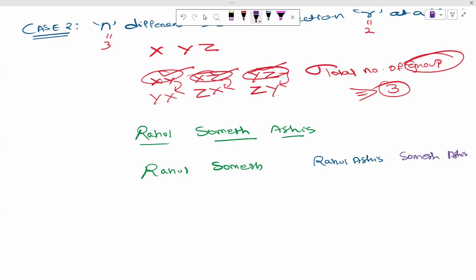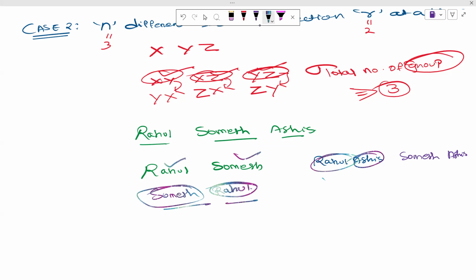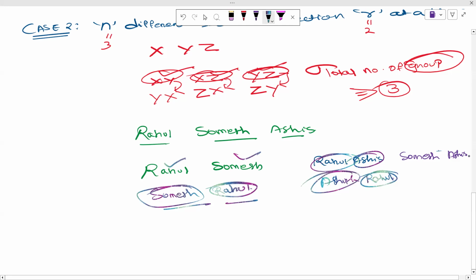Now, if you say, sir, can I just say Somesh and Rahul? Yes, you can say, but the point is what? They are just changing the seat only. There is no different person coming. The same persons are there, but they are changing the seat. Similarly, Rahul and Ashish is there. If I say Ashish and Rahul, the same persons are there, but they are changing their position.